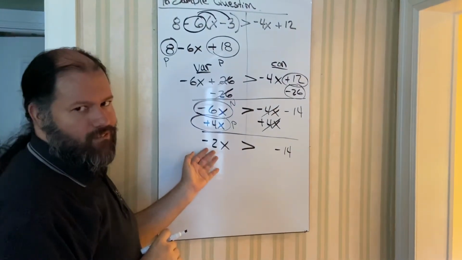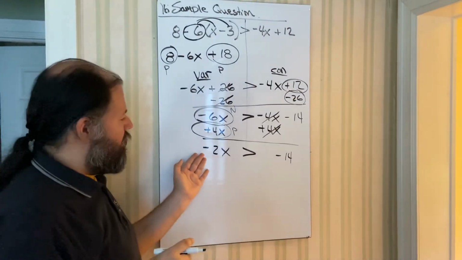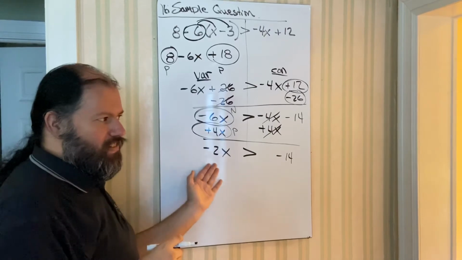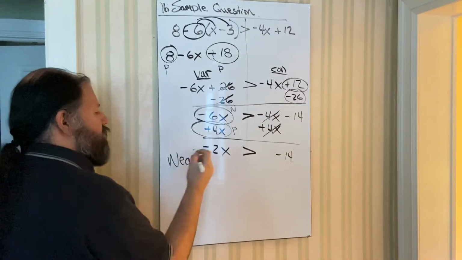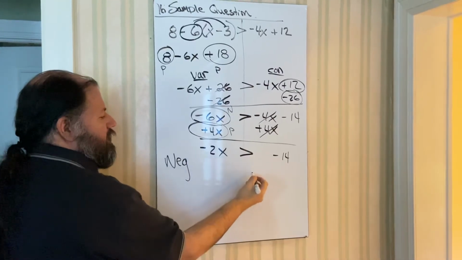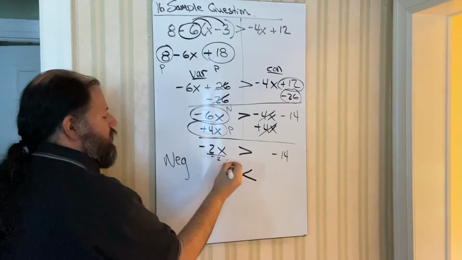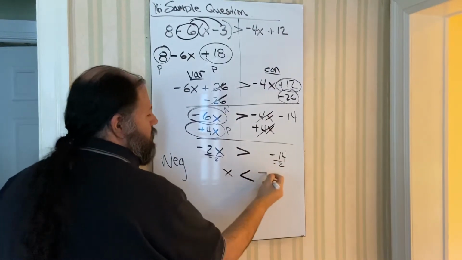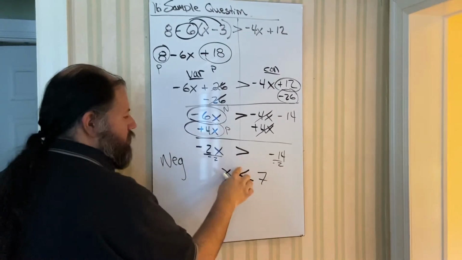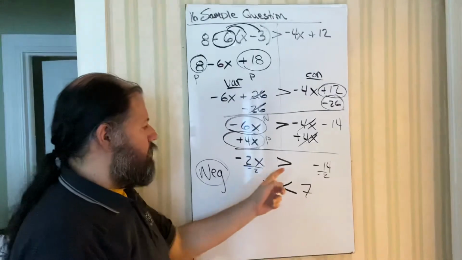Now, before we actually do the divorcing step, you always ask yourself, is my coefficient negative? Is my coefficient positive? Write it out. Oh, it's negative. That means this is going to become less than. Divide both sides by negative 2. So I get x is less than 7. Why did we switch? Because of the negative coefficient. If this was positive, you leave this alone.